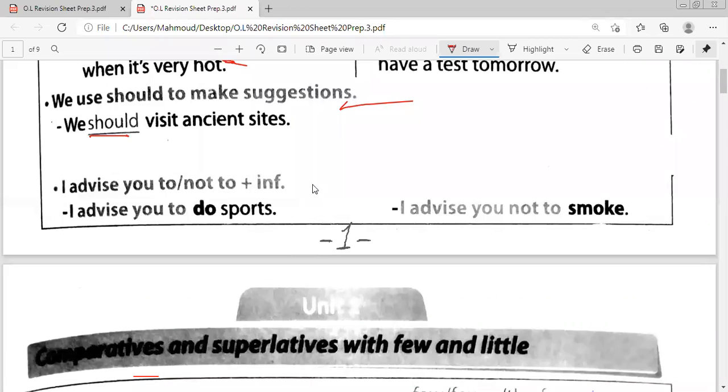There is another expression that you can use in order to give advice, which is I advise you to, or I advise you not to. Like this example, I advise you to do sports, or I advise you not to smoke. So I advise you to plus infinitive, or I advise you not to plus infinitive. You can use both of them to give advice. This is the first point in Unit 1.